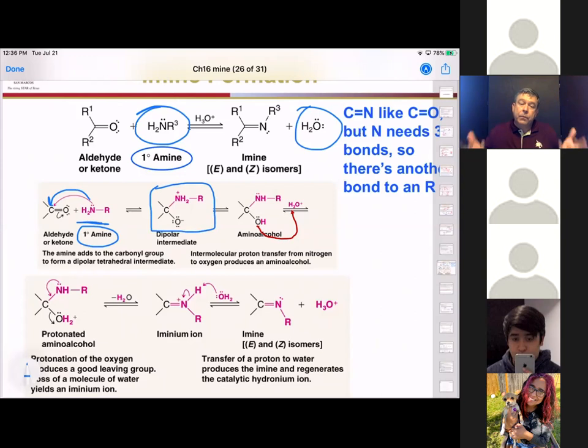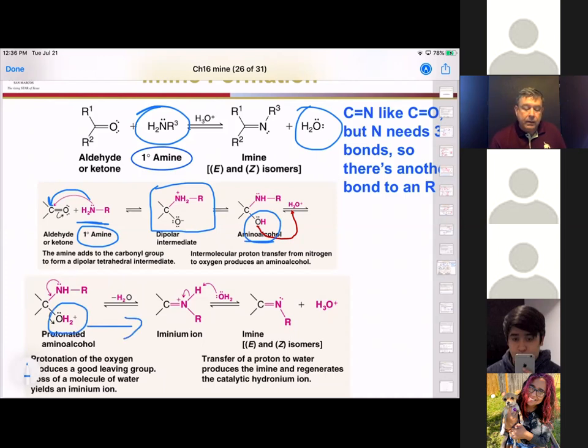So the best thing for us to do is to try to make a neutral species, and we do that by transferring a proton from the nitrogen to the oxygen to give us our neutral amino alcohol compound. Just like our hydrates, it could be more stable. We could have another reaction there. And so in the case of our amino alcohol here, we protonate the OH here, to generate our protonated species that then leaves as neutral water.